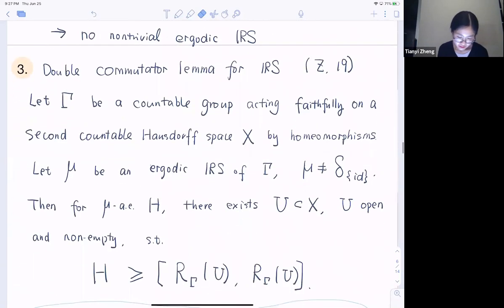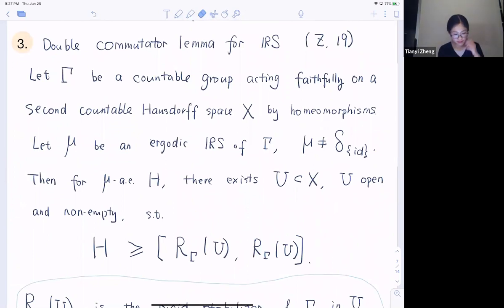the other ingredient one can use is the so-called double commutator lemma. This lemma for normal subgroups is well known and is used in proofs of simplicity. Here is the statement. I want to emphasize this is only proved for countable groups. The proof strongly relies on the fact that there is no invariant probability measure on a countably infinite set; it's repeatedly used. The proof that I know only works for countable groups.